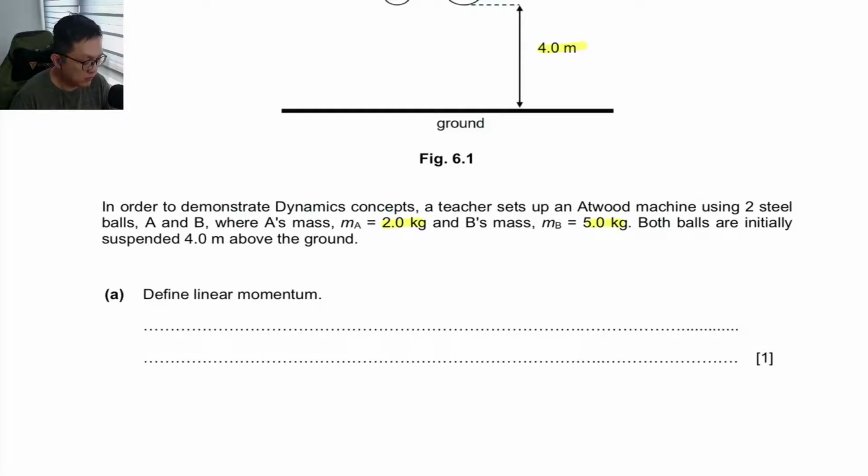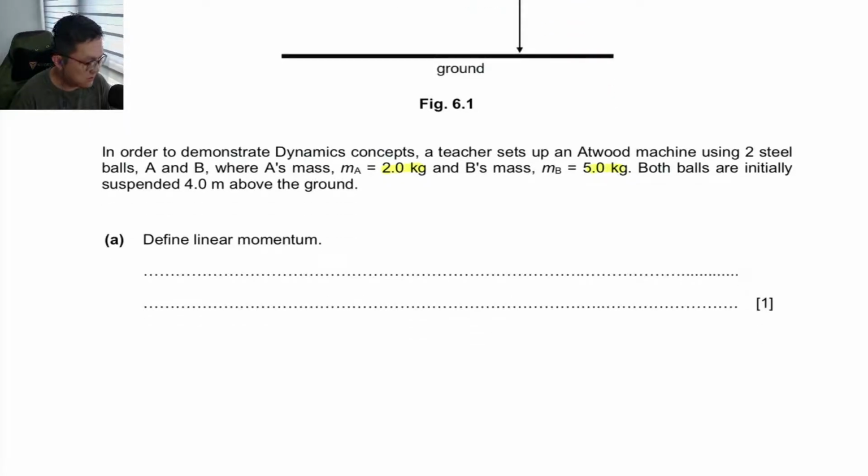Define linear momentum. Again, don't overthink it. It's basically, for an object, the product of its mass and its velocity. Right, that's it. Okay, so again, refer to your notes for the exact definition. You can just literally memorize this exact definition and write it there.